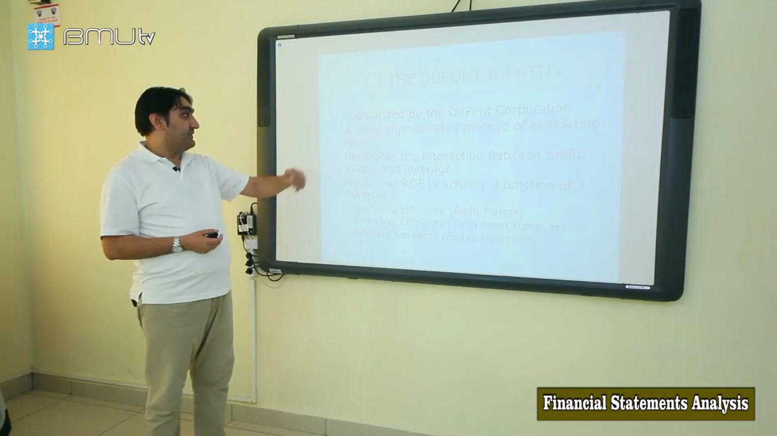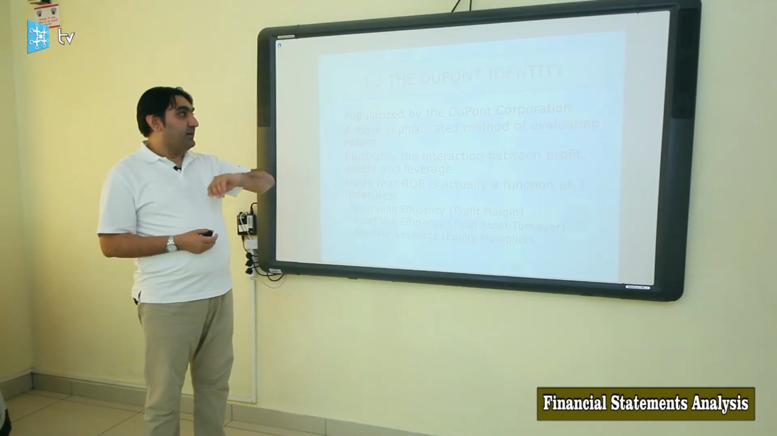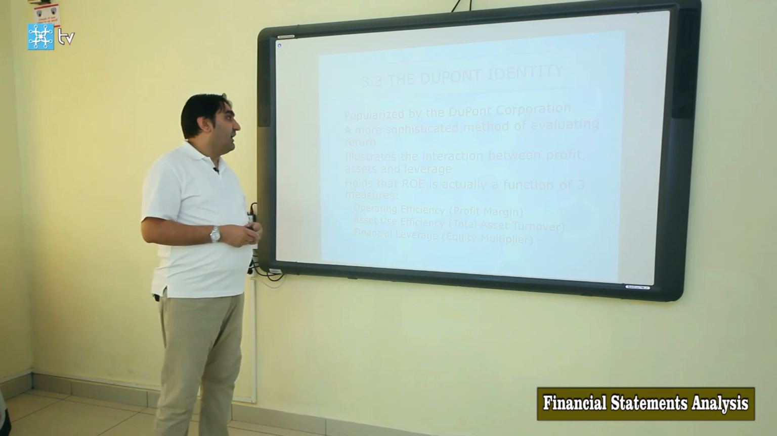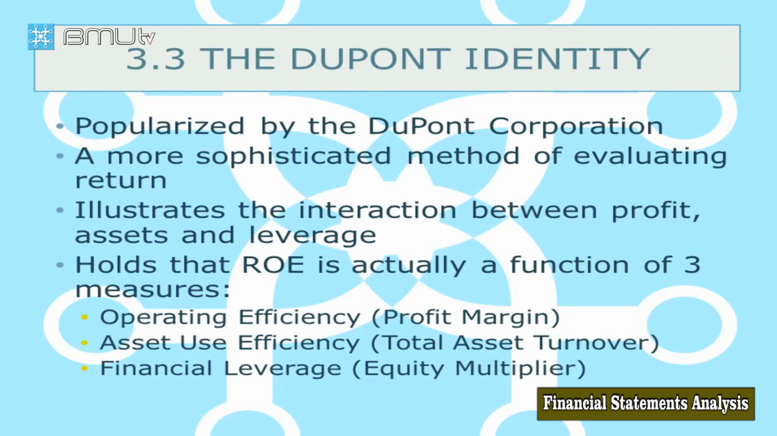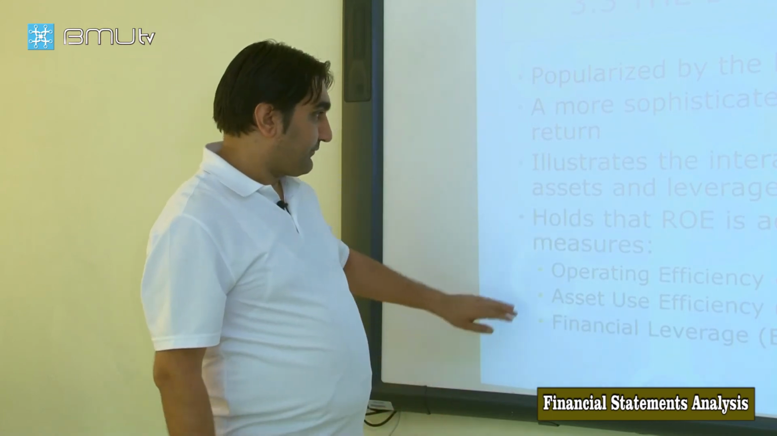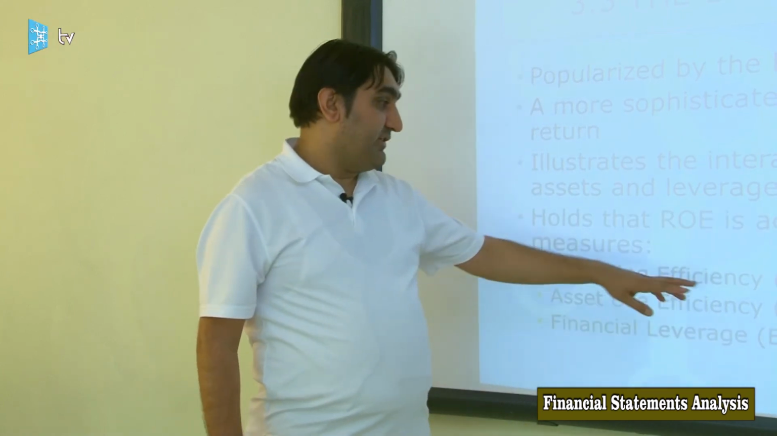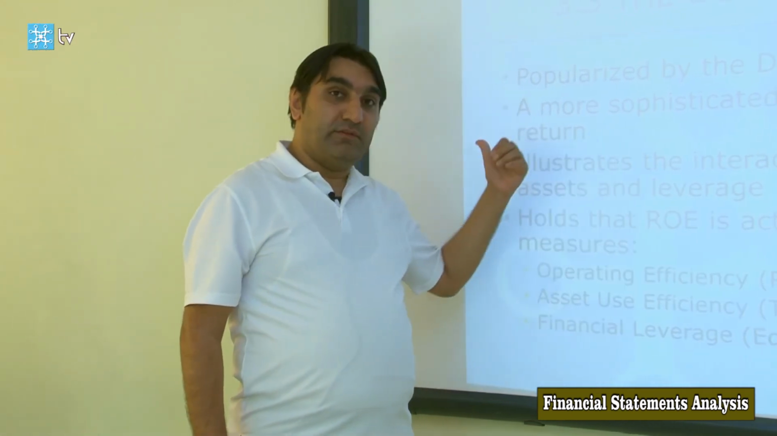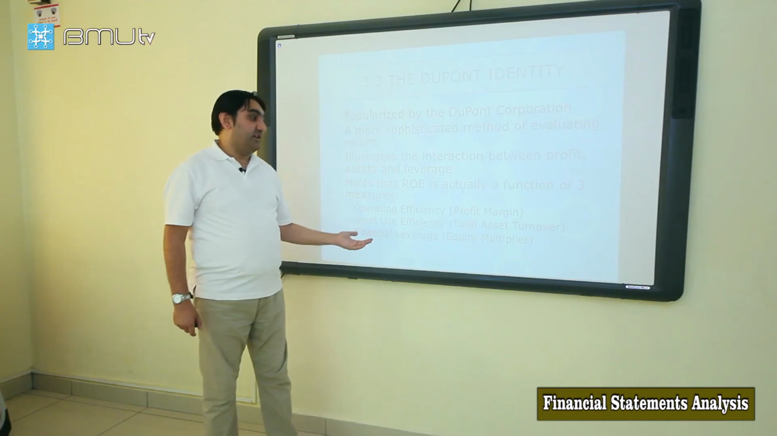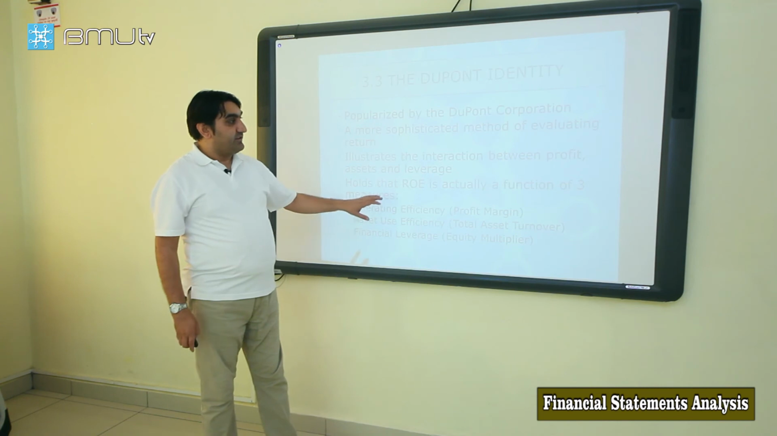One is DuPont identity. That is popularized by the DuPont Corporation. That was a chemical corporation. This approach seeks the ways to increase return on equity as decomposing return on equity into sub factors. So increasing these factors, affecting these factors, we can increase return on equity. This is operating efficiency, is indicated by profit margin, asset use efficiency, indicated with total asset turnover. We talked about these ratios, and financial leverage, equity multiplier. So how it is generated?